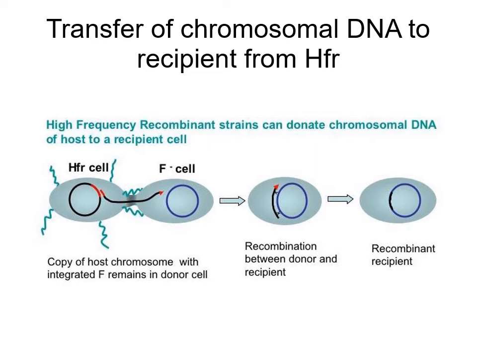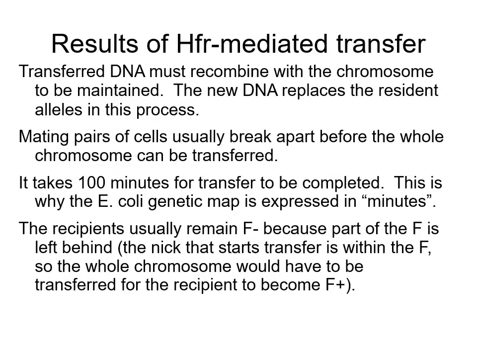So the F minus cell can acquire genes from the HFR cell, but very rarely becomes F plus in the process. On the other hand, the alleles that were present in the donor strain can be found recombined into the recipient chromosome. Okay, so it must be recombined because otherwise it won't replicate, and it does replace resident alleles in the process.